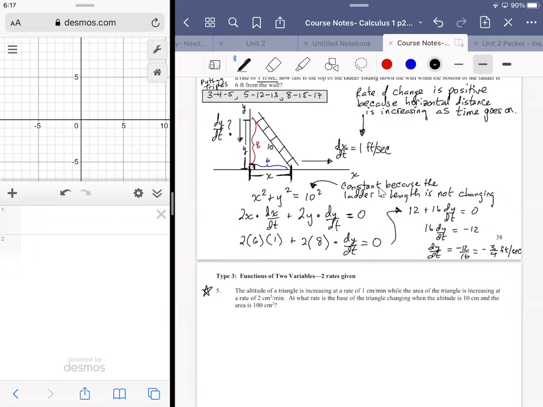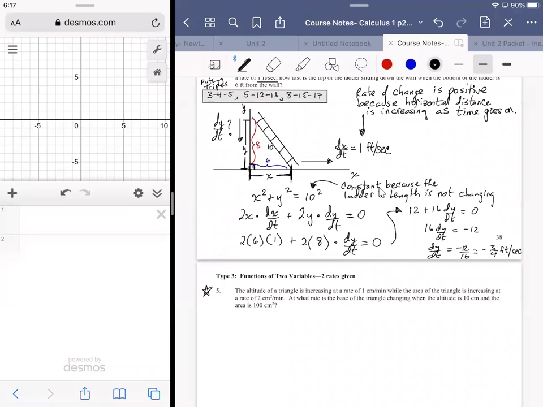Number 5, the altitude of a triangle is increasing at a rate of 1 centimeter per minute, while the area of the triangle is increasing at a rate of 2 square centimeters per minute. At what rate is the base of the triangle changing when the altitude is 10 centimeters and the area is 100 centimeters squared? Okay, so you think about a formula that might make sense here.